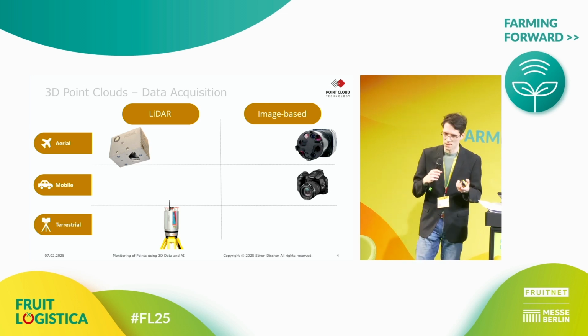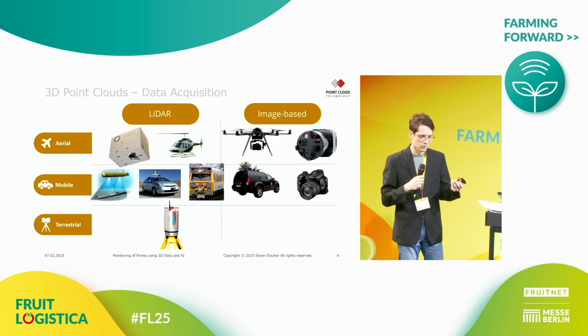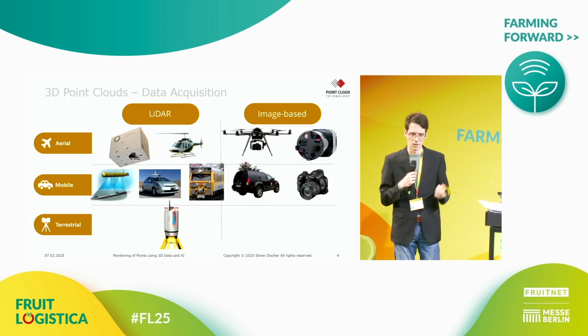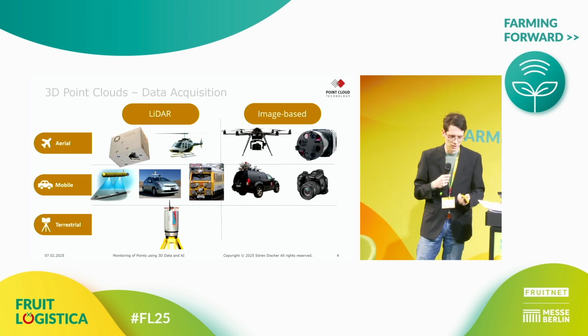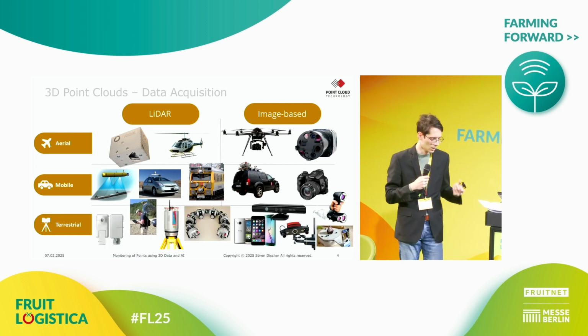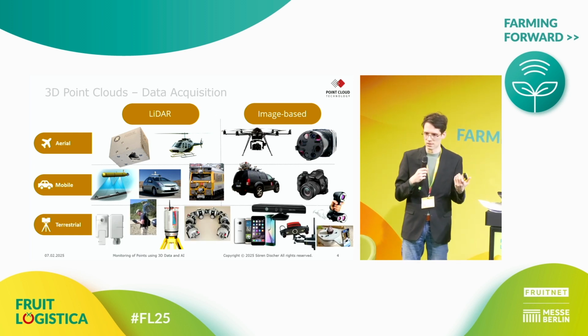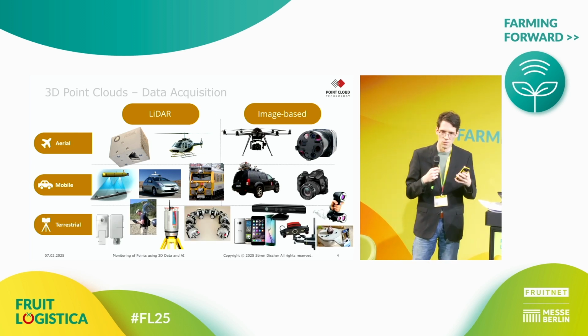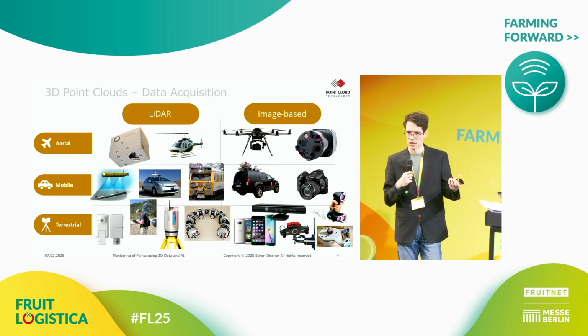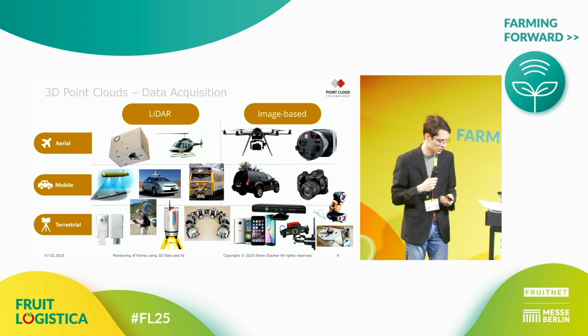And these sensors can then be attached to any kind of vehicle, like drones, airplanes, cars, trains, submarines, or they may be used in a more stationary setup. They may be mounted onto backpacks, for example, or they often come as handheld devices nowadays. Like every modern smartphone usually also comes with an ability to capture point clouds out of the box nowadays.